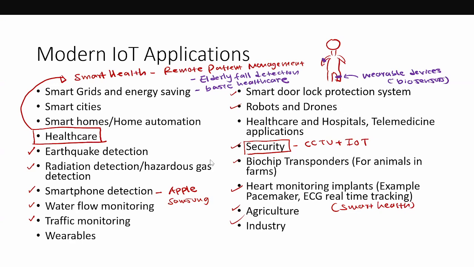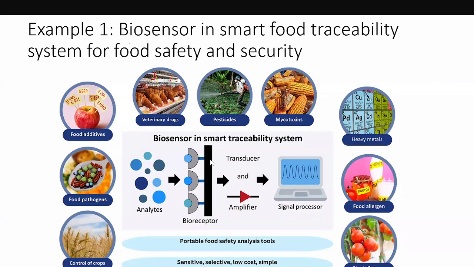And finally, agriculture and industry applications. These are modern IoT applications I have listed here to show how important these IoT systems are. Then I have included two examples. One is using biosensors for a smart food traceability system, for food safety and security, for example detecting food additives. This is another application I have selected from biology and science. We can detect plant diseases, control crops, food pathogens, and so on. This is a very important application area.